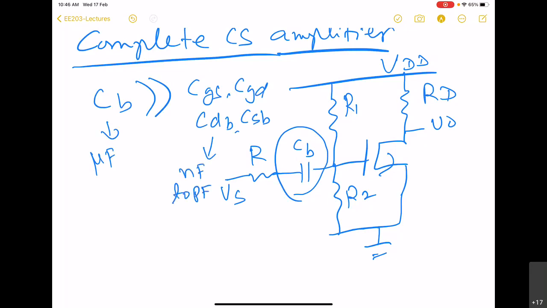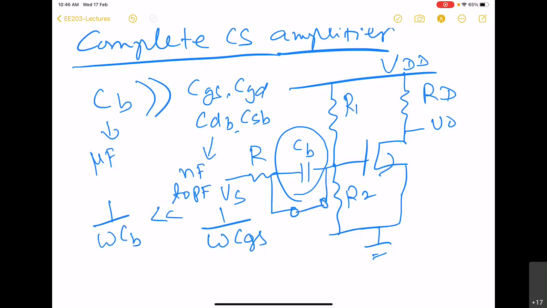So they will be very small, and that is why the impedance offered by these will be very small compared with the impedance offered by the capacitors which are inside the MOS. So that is why at high frequency this capacitor is going to act like a short circuit. So in the high frequency, these capacitors play no role. We will return to their role when we discuss the low frequency response. But I just wanted to show that this is a complete circuit.